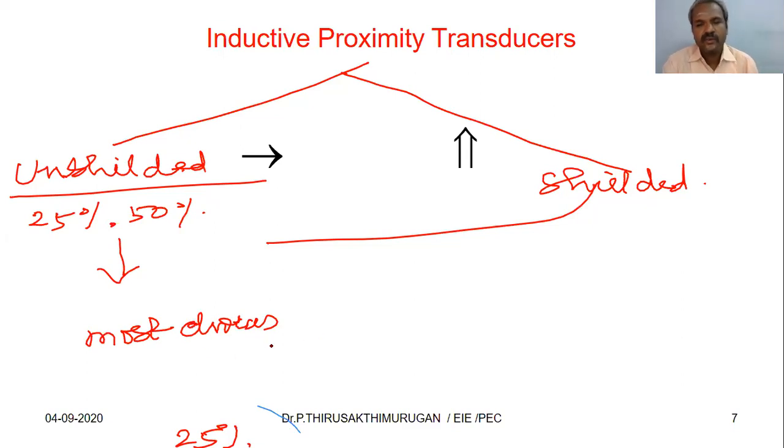Because of the long sensing range. Shielded type tolerates the metal, okay, only for metal in the mounting area. It is protected from physical damage when mounted. Okay, that means flush mounted.